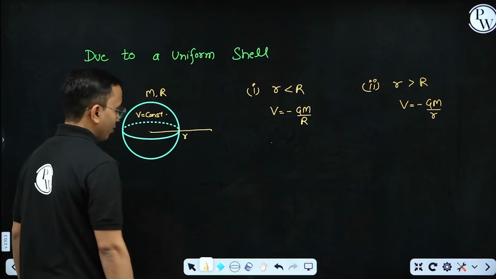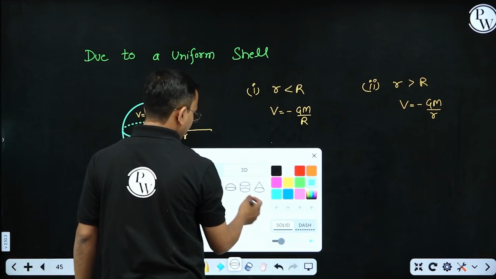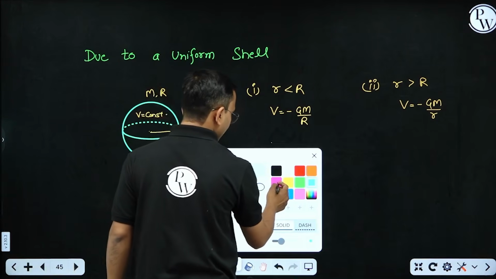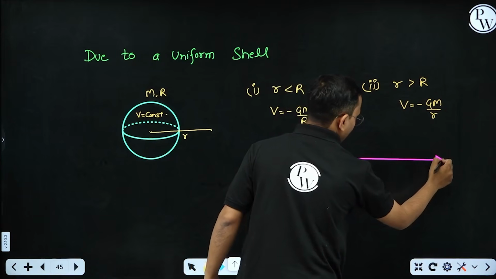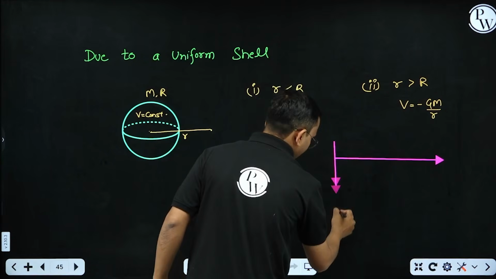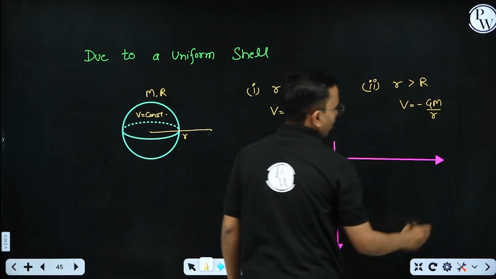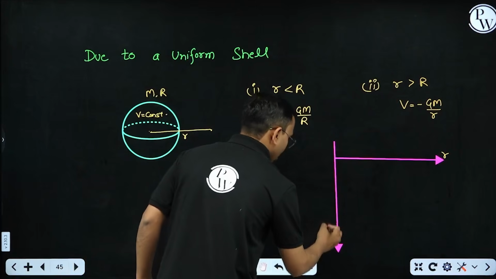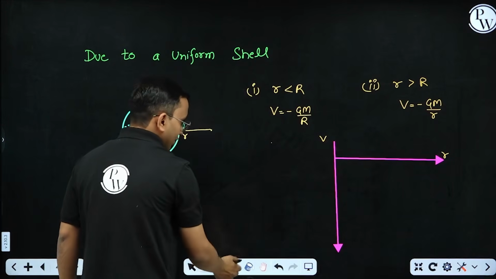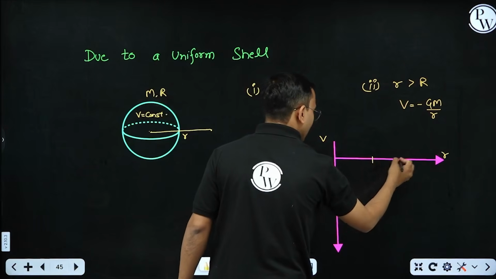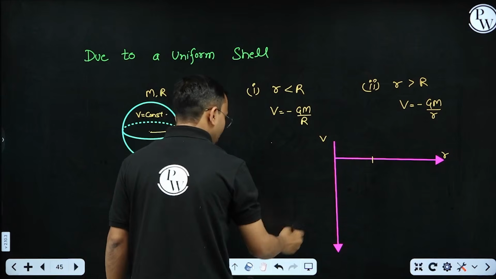Okay. Now let us draw that. Let us take a line. Potential is negative, so I am drawing on the negative side. So r, this is my potential, this is my V. Okay, so this is negative of that. So till r is equal to R, it is constant. After that it decreases in, I'll say, magnitude. Okay, so first initially it is constant.